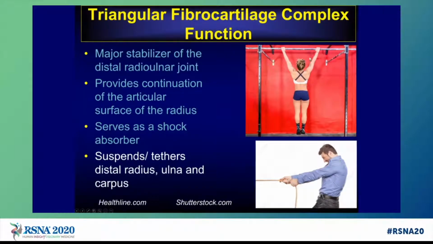As we think about hanging or pulling things with our wrist and the distraction that occurs at the level of the proximal carpal row to radius and ulna, we know that the triangular fibrocartilage complex resists those tensile forces, suspends and tethers the distal radius, the ulna, and the carpus.